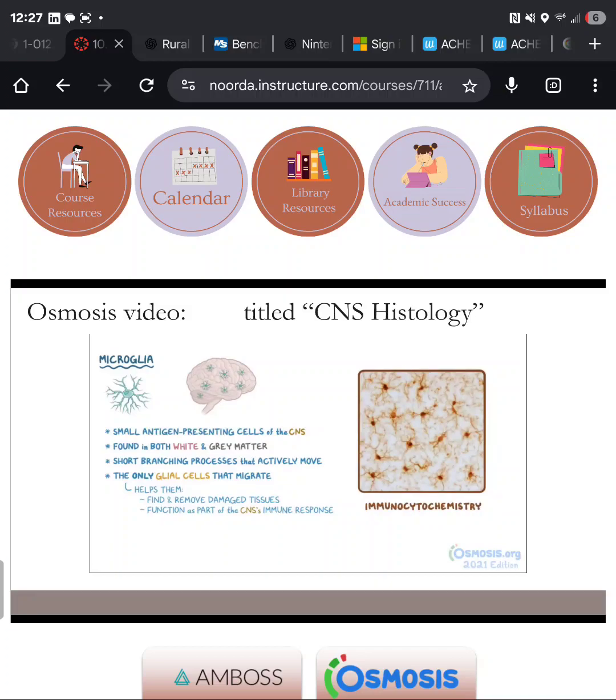Immunocytochemistry is a form of immunostaining where the cells are immunostained after they've been isolated and suspended in liquid, which is why the microglia in this image are the only cells present and they're also spaced out relatively evenly.